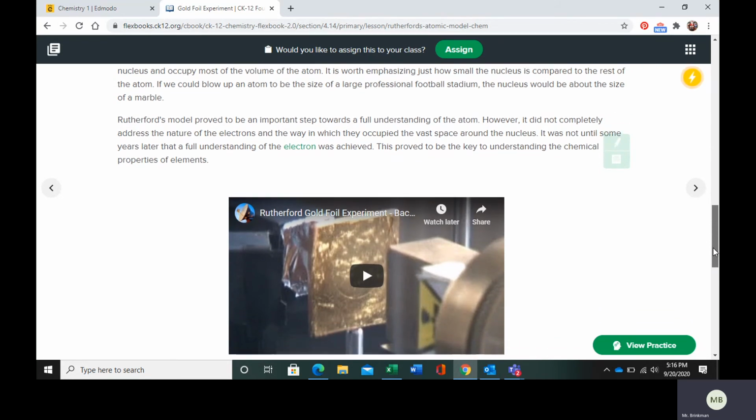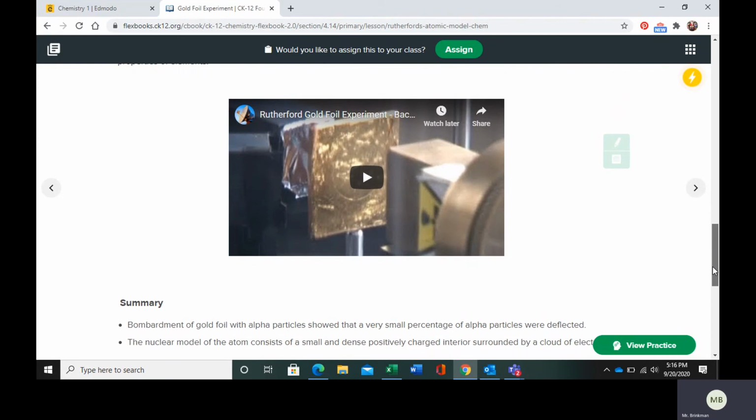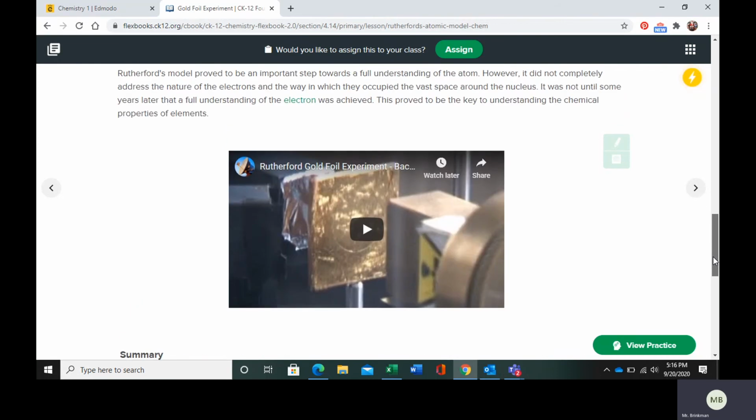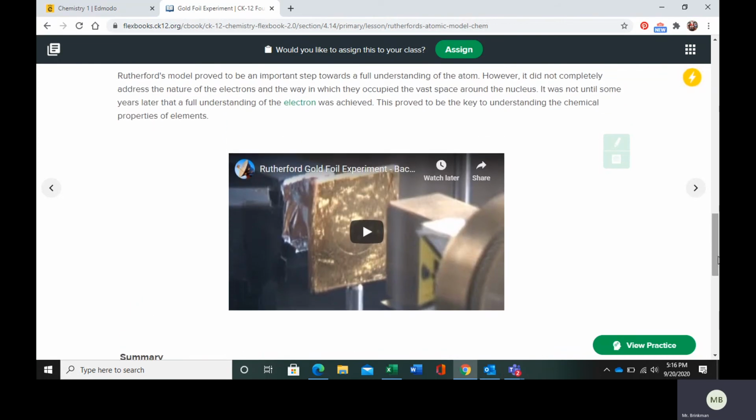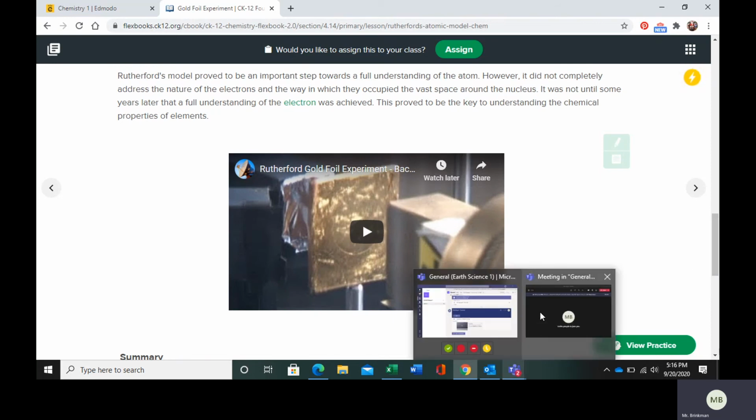So this was not the final discovery of the atom, but it was a very important one because it helped them determine the structure of the atom a little more accurately.